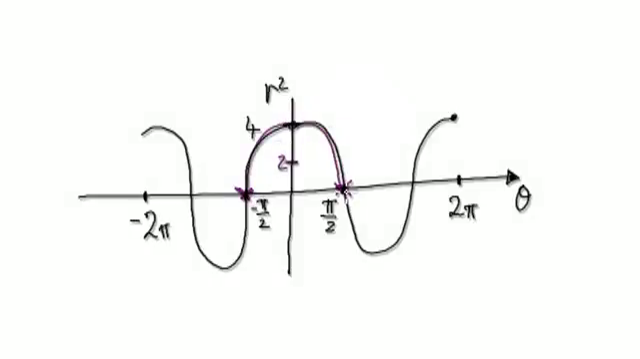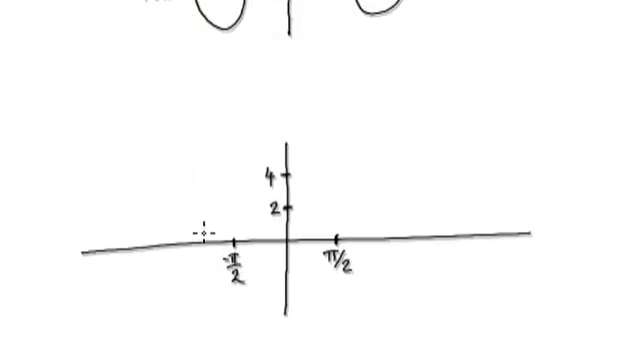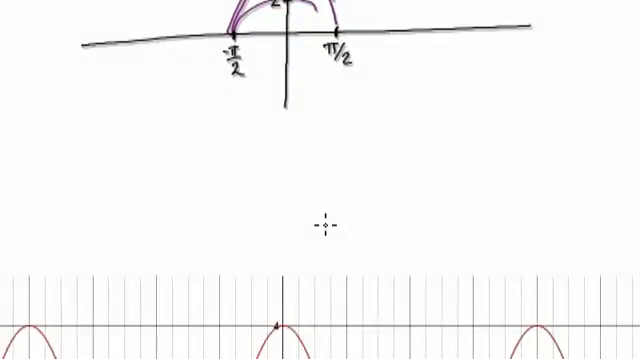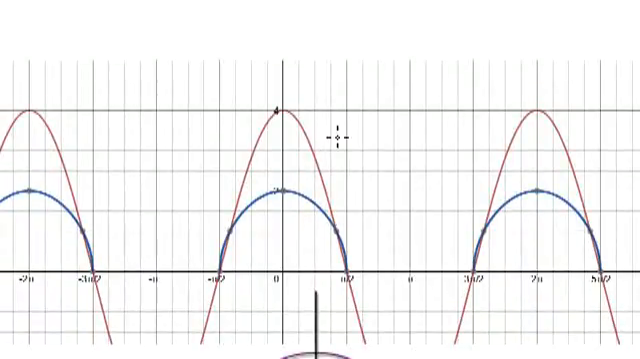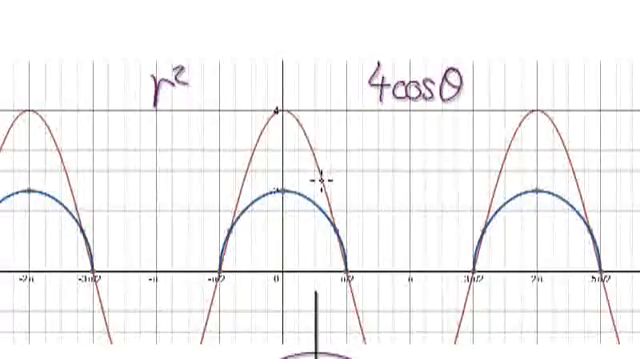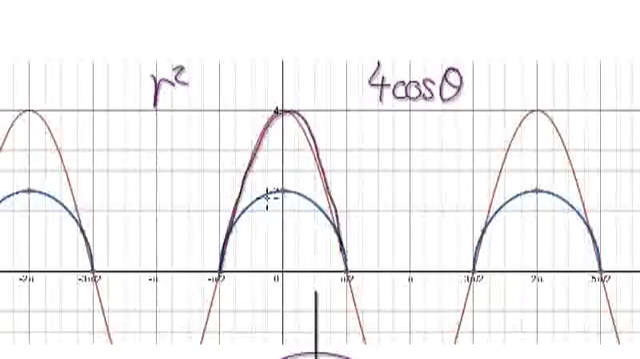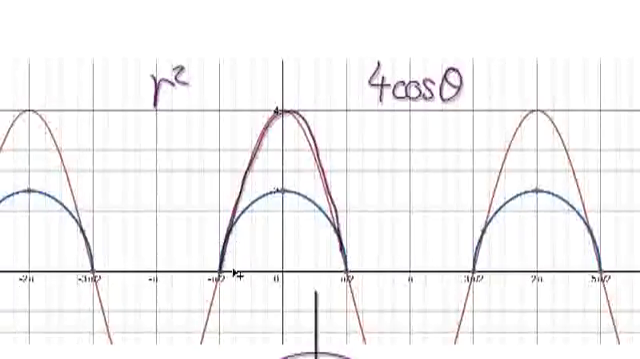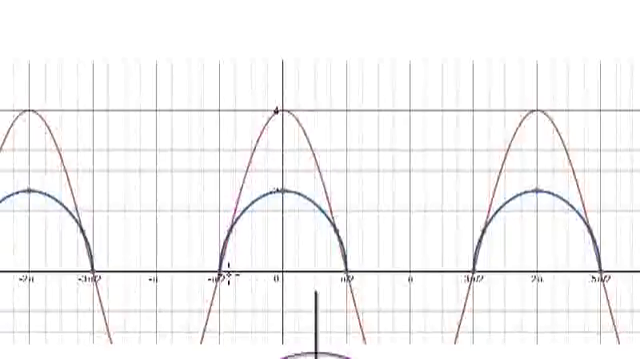So r squared having this hump here, the square root will also be a hump. What I'm trying to say is that if you have a hump, the square root of that hump will also be a hump. If you get a graph plotter and plot it, it will look like this. The red line here represents 4 cos theta, meaning r squared. Well, if you square root the r squared, if you square root this hump, it will give you this blue line here.